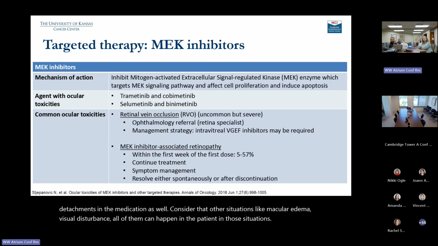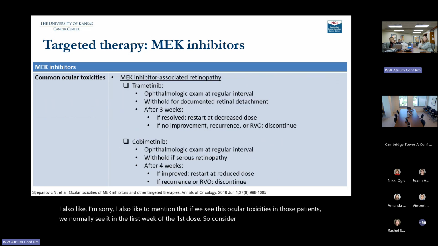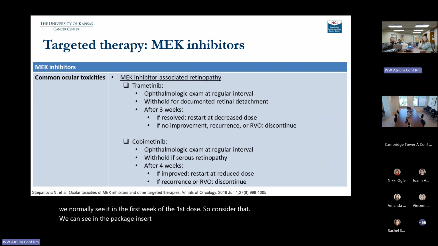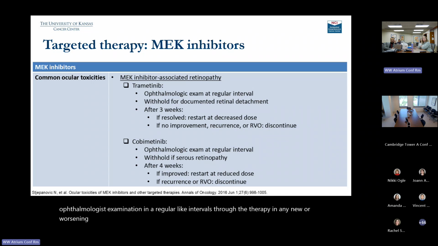I also like to mention that if we see this ocular toxicity in those patients, we normally see it in the first week of the first dose. So consider that. We can see in the package insert of trametinib that there are recommendations for ophthalmologist examination at regular intervals through the therapy and for any new or worsening visual disturbance.